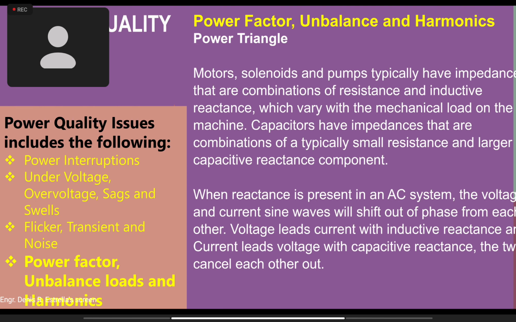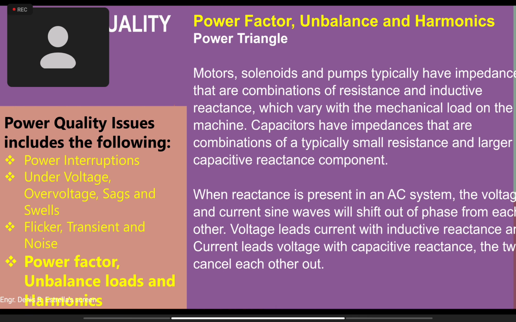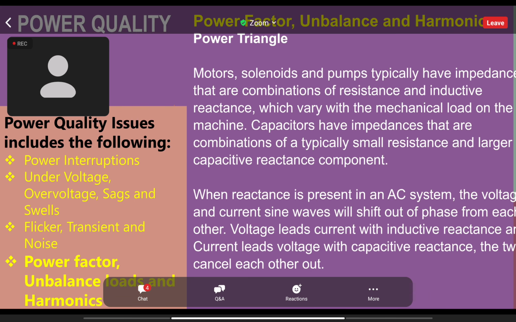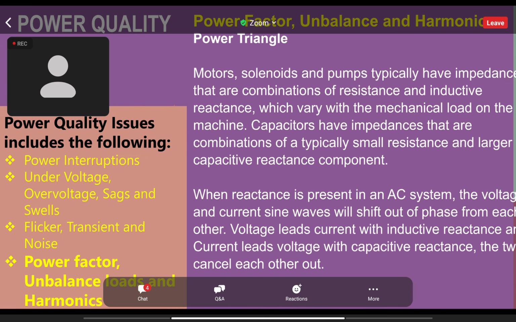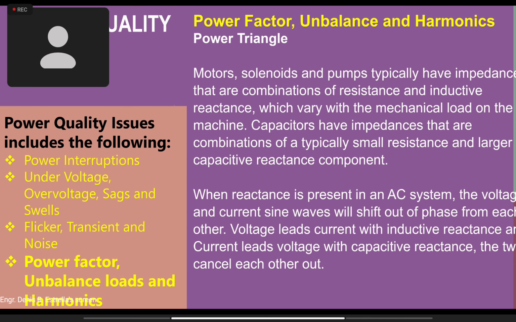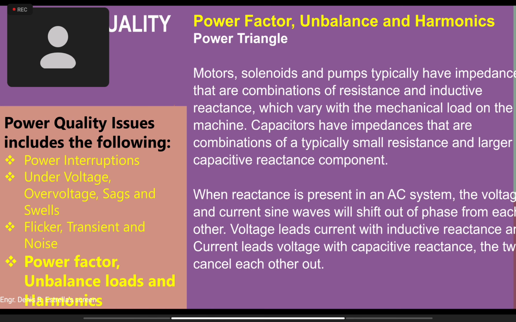The other is the capacitors and impedances that are combinations of typically small resistance and larger capacitive reactance. So, meron bang capacitive reactance ang cable? There is. Kaya lang, sobrang liit, it can be negligible. Pero sa mga large insulator na mga materials, it has a very high capacitance value. At kung meron ang capacitor naman sa system, this capacitive reactance will largely affect the performance of our power quality.